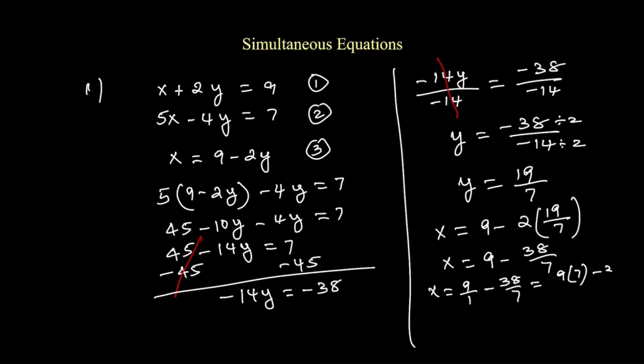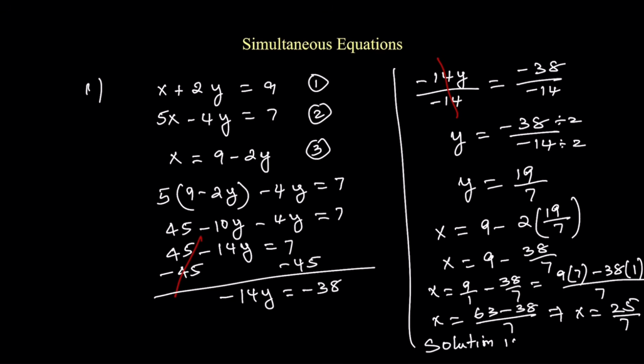To combine the fractions, multiply 9 times 7 minus 38 times 1, all over 7. That gives (63 - 38)/7. Now subtract. 63 - 38 equals 25. So we get x = 25/7. So the solution is x = 25/7 and y = 19/7. And that completes the first example.